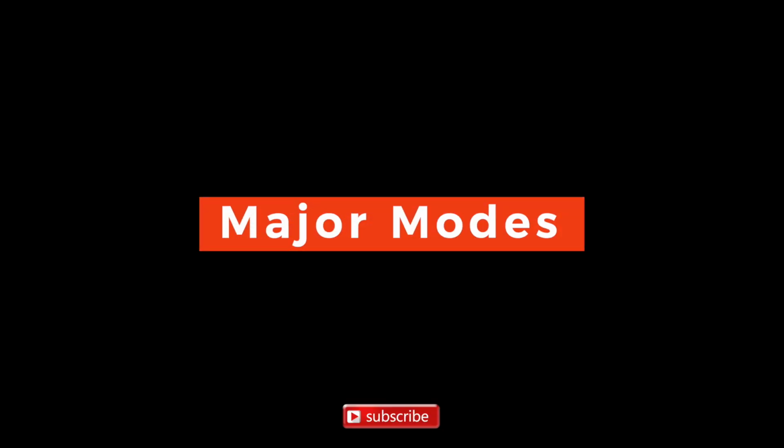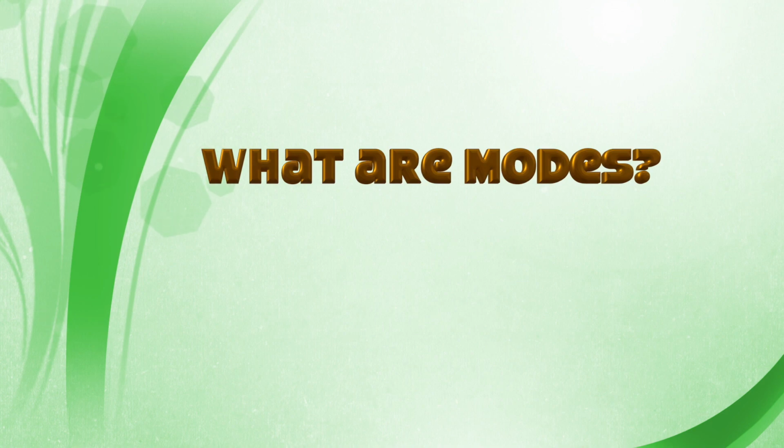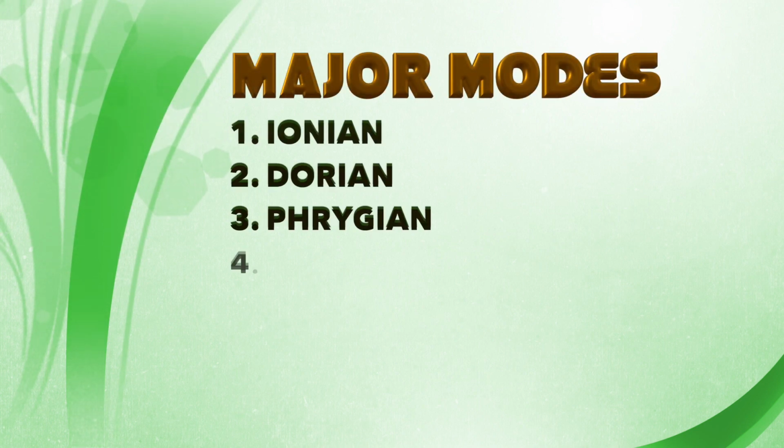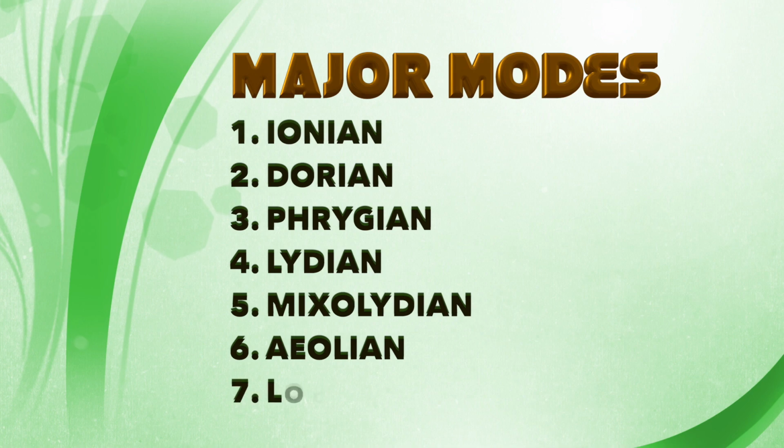In this video we're going to learn major modes. A mode is a type of scale. For example, modes are alternative scales that can be derived from a major scale but starting on a different scale note. There are 7 major modes and these are Ionian, Dorian, Phrygian, Lydian, Mixolydian, Aeolian and Locrian.